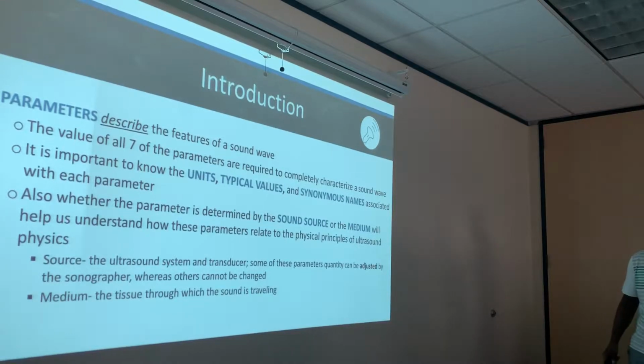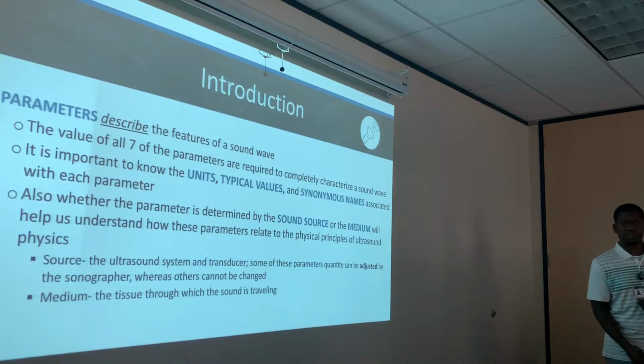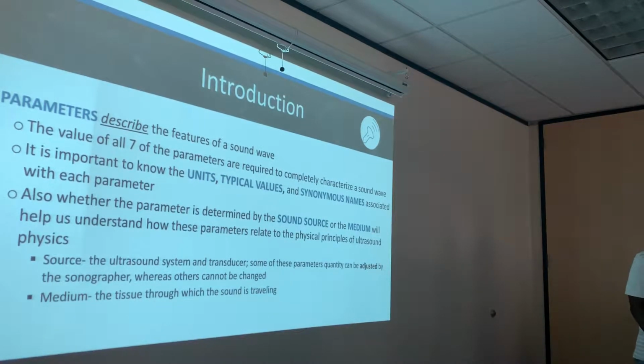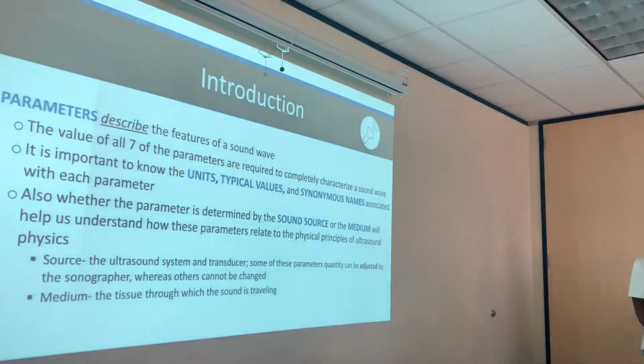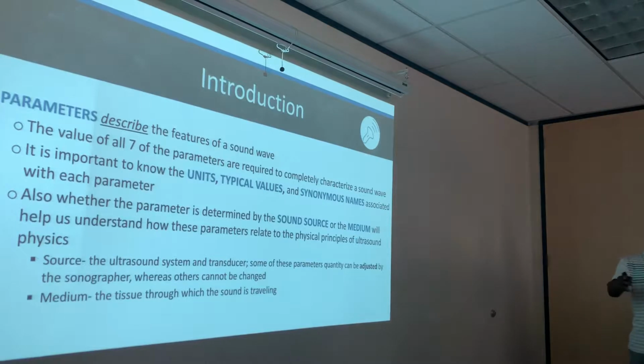All right. So the values of all 7 parameters are required to completely describe a sound wave. As you can see on the paper, it's important to know the units, and I like how the book breaks all of them down like this. It's important to know the units of each parameter, the typical values or range of each parameter in diagnostic ultrasound, the synonymous terms or names for each parameter, and whether the parameter is determined by the sound source or the medium itself. This will help us understand how these parameters relate to the physical principles of ultrasound physics.